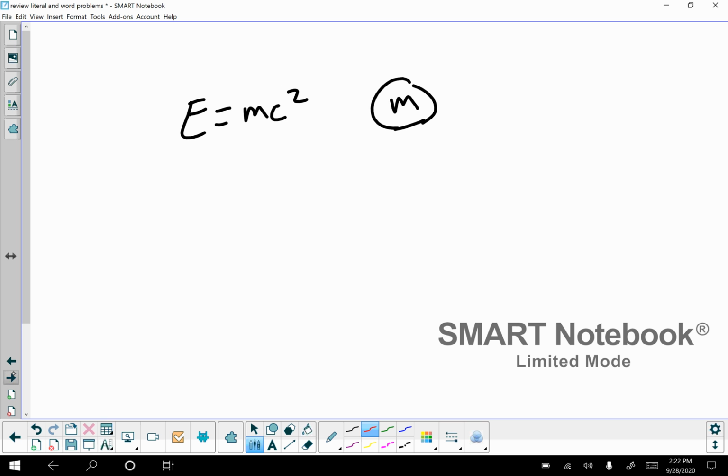Here's an equation you've seen. E equals mc squared. How are m and c squared being held together? Yeah, they're being multiplied. So I'm going to divide each side by c squared. So those cancel.